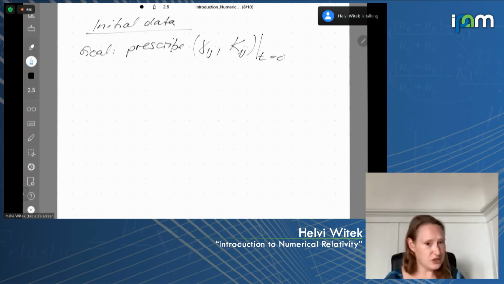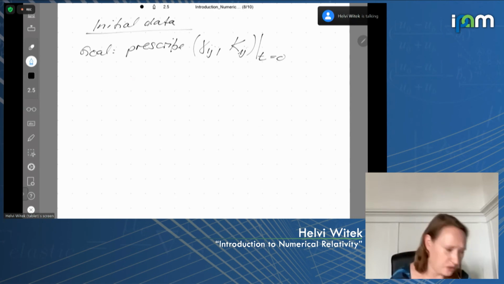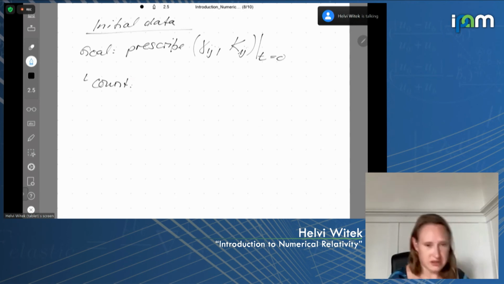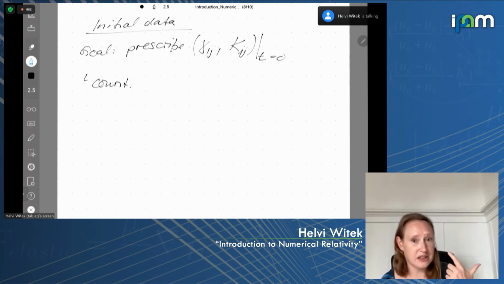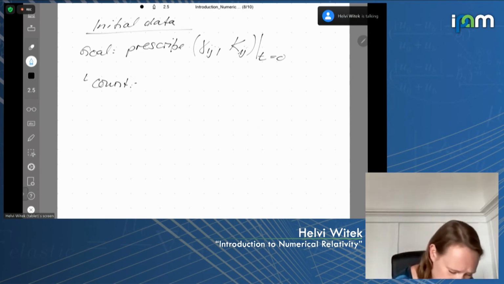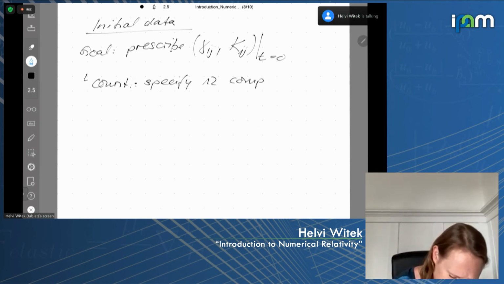Good. So let's do some counting to isolate different parts of the problem if you want to solve for initial data. So if we count the independent components, right? The three metric and the extrinsic curvature are both symmetric. Then three spatial dimensions if we're in adapted coordinates. So what we need to do is specify 12 components of these two tensors. Yeah, 12 independent components, I should say.